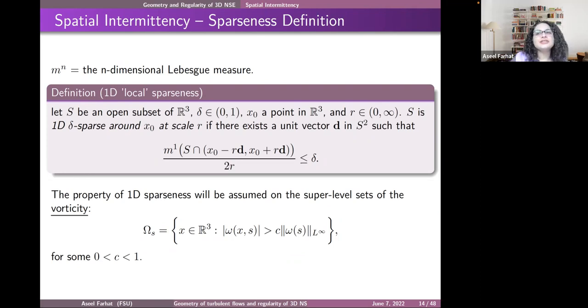Yeah. And that direction is not fixed in the domain. It can change from point to point. So as you move in the fluid, you can change the direction.